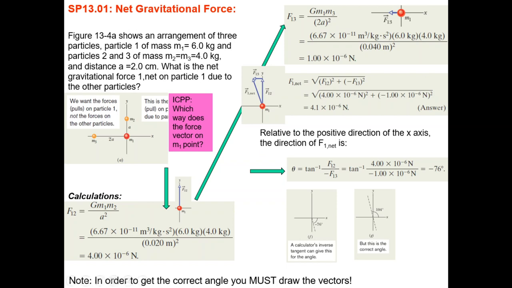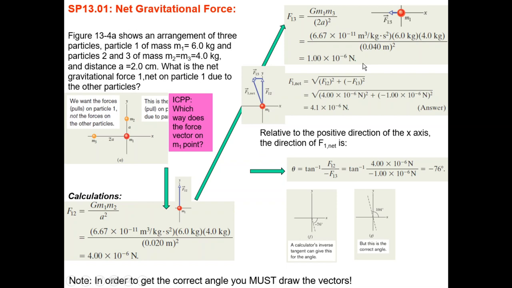Okay, so let's see the values. 6.67 times 10 to the power negative 11 m cubed over kilogram times second squared. Okay, 24. Well, I'm gonna come to this value. In this case, we have the distance squared here, which is a in this case, 0.020 m squared, and this is 2a, divided by 2, becomes 0.040 m squared. And we come to this value, 1 times 10 to the 6 newton. So net.